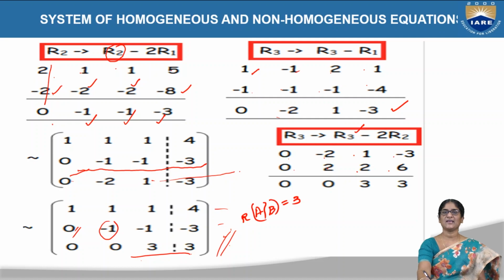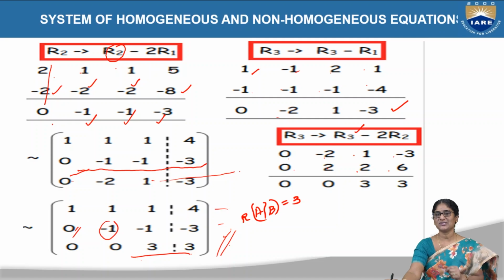Here we are taking the count of the number of non-zero rows. You all know that a row is a non-zero row if at least one element of the row is not equal to 0. If all the elements of the row are 0, then you call it a zero row.